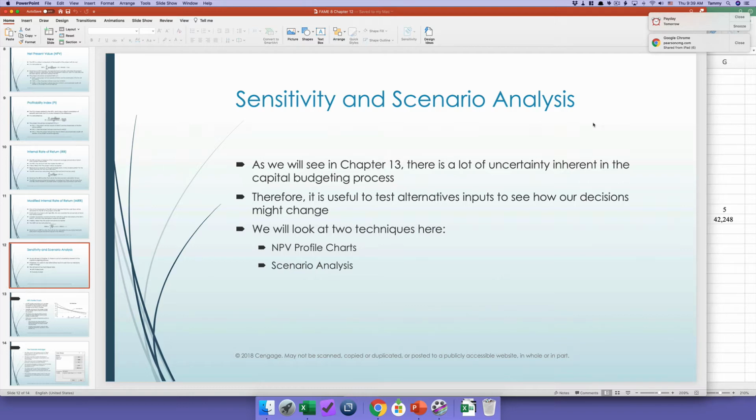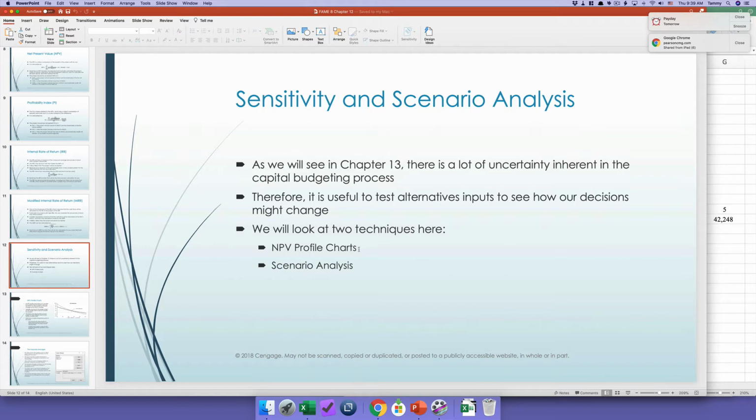Chapter 13 has to do with doing statistically based risk analysis for capital budgeting, I guess you'd call it. And although that is the more sophisticated way of looking at risk in capital budgeting, we can look at a couple of different additional pieces of information that show us something about certain aspects of the uncertainty associated with capital budgeting.